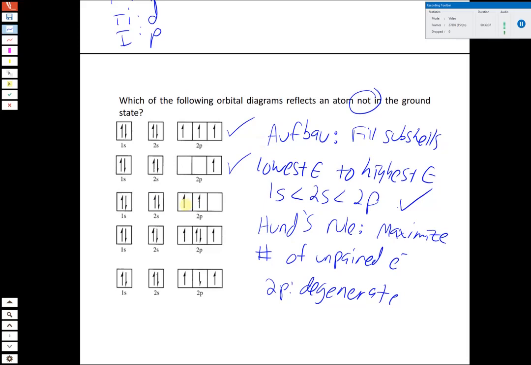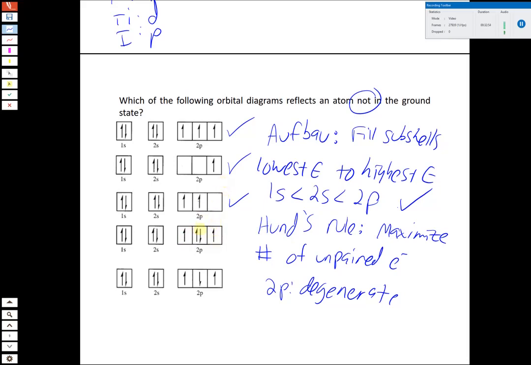For this configuration here, we have 2 electrons. They go each into 1 orbital, each with spin up. So that follows Hund's rule. This configuration here caused a little bit of a problem. So we have 4 electrons this time. The first 3 we would put into separate orbitals with the same spin. And now this 4th electron we have to pair up with one of these.